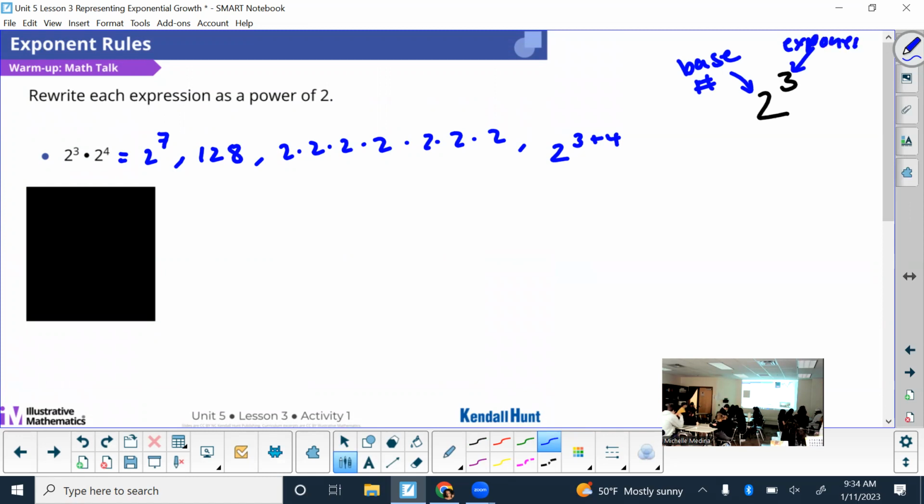What do exponents tell us to do? Multiply the base number by itself, however many times the exponent says. So the 2 to the power of 3 would be these 3 2's multiplied together. The 2 to the power of 4 would be these 4 2's multiplied together. And of course, if you count them, there's 7 total. You could condense that to 2 to the 7. That's why it works. Miss Medina.